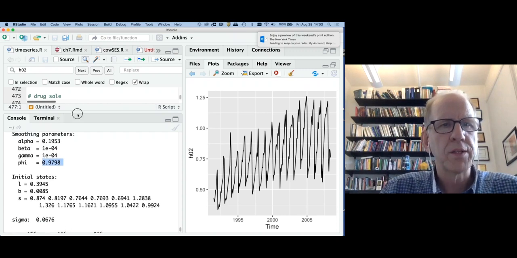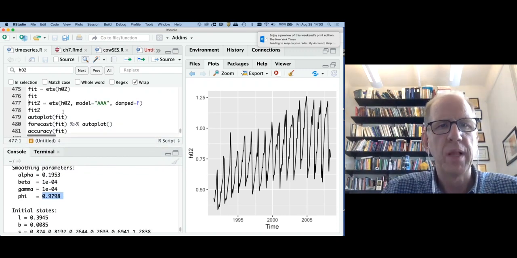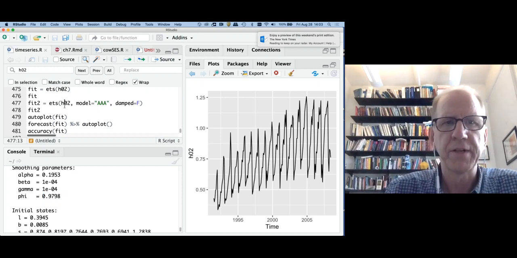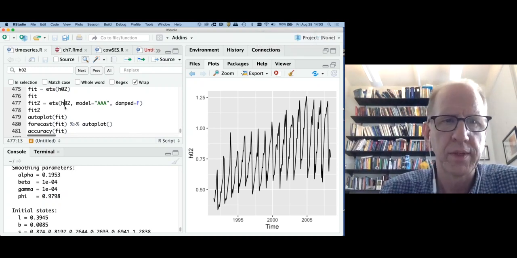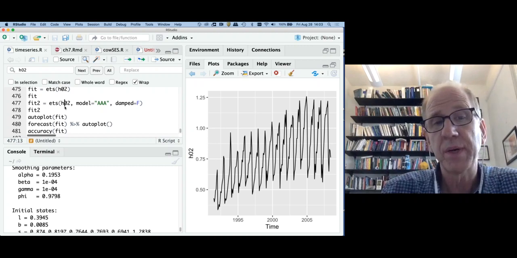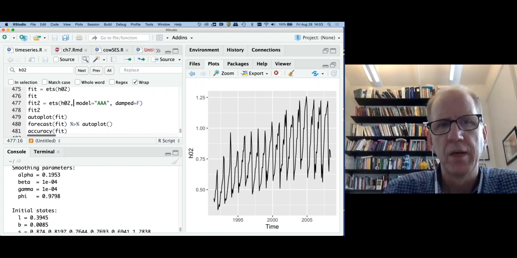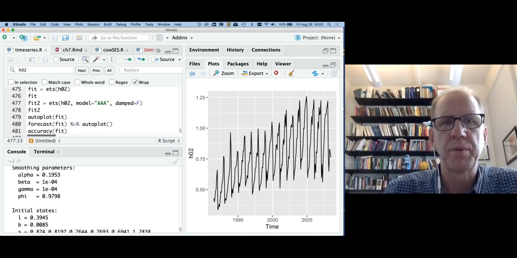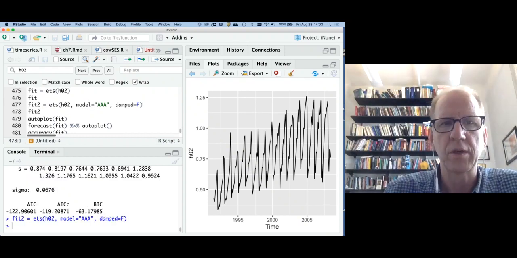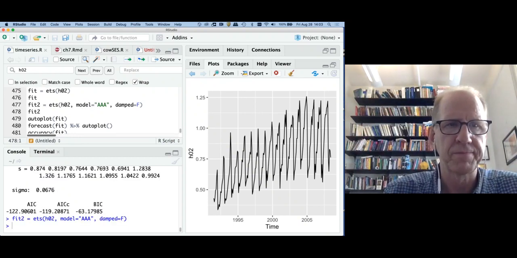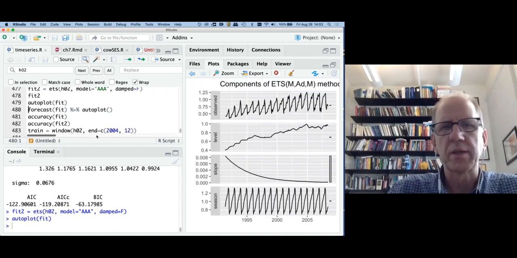Well, let's go take a look at the plot of this. I'm going to fit a second model as well. We'll take a look at that as well. If you want to specify a specific model, you can say model equals, for example, AAA, which would give us the Holt model with additive seasonal effects. Well, let's go take a look at the plot.